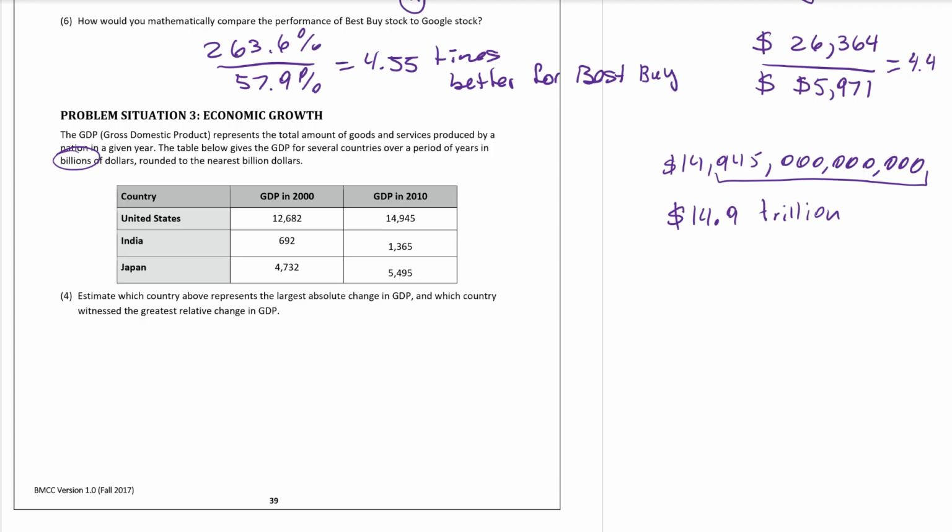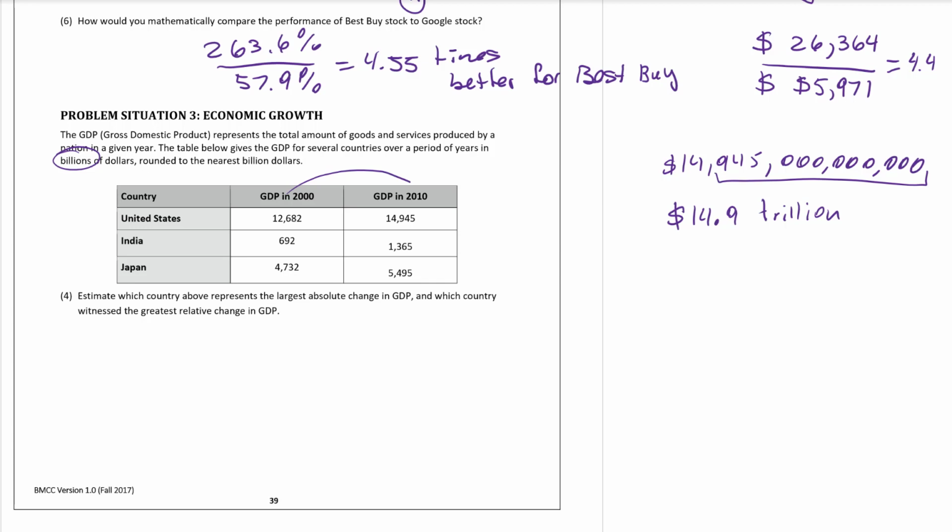So it's how much money the United States collects from taxes, from trading, and all the other things that are done financially. All right, so question 4 asks us to estimate which country above represents the largest absolute change and which country witnessed the greatest relative change. So it basically compares the year 2000 to the year 2010. It's actually interesting to see how it compares to the next 10 years, from 2010 to 2020.